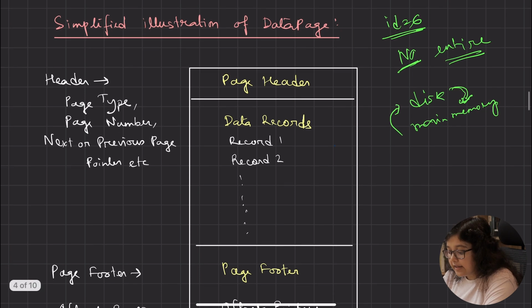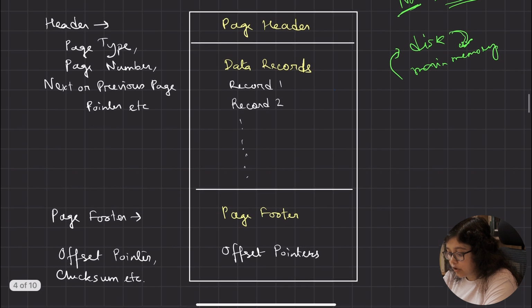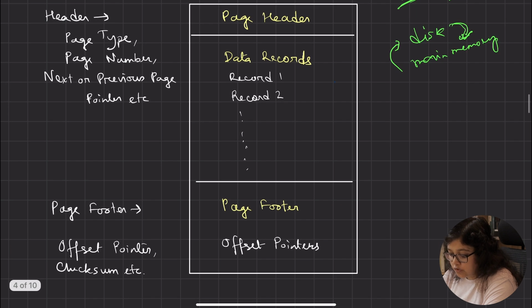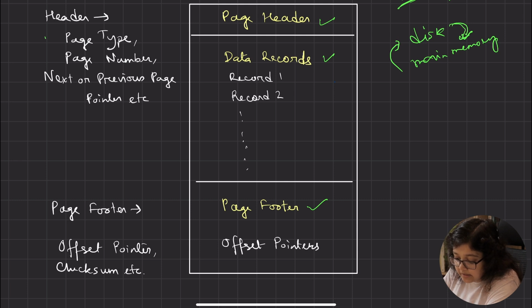Now we will see a very simplified illustration of a data page of InnoDB. So here we can see there are various sections like page header, data records and page footer. The header contains various meta information like page type, page number, next or previous page pointer, etc. So there can be two types of pages, data page and index page. If a page is containing the actual data records, then we call it data page, and if it is containing the index information, then we call it index page.